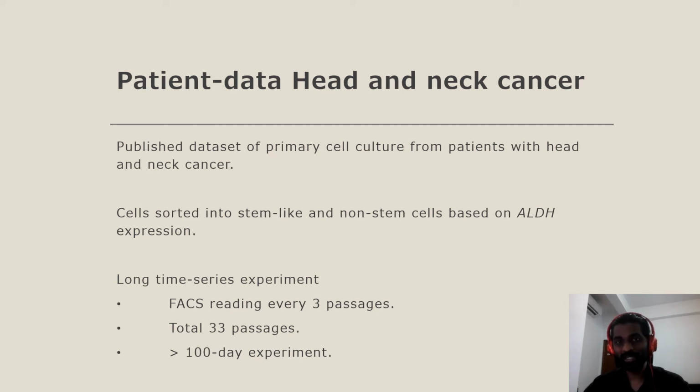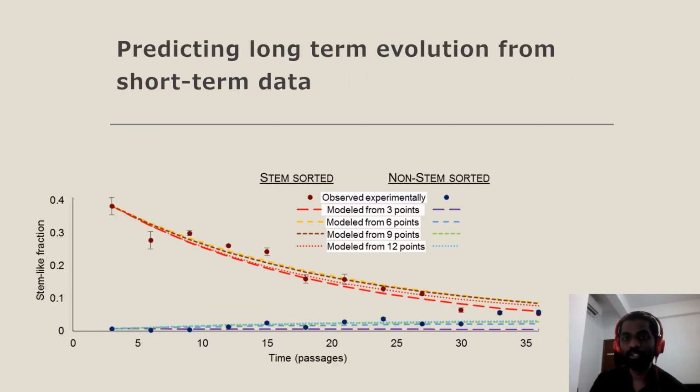And this is a very long time series experiment where the authors tracked these two states over 100 days and had measurements for the population compositions every 3 passages. The authors again observed that there was a significant amount of re-equilibration happening irrespective of whether you start from a stem-like state or a non-stem-like state. And what we did was, given that this was a very long time series, we just took the first few data points and computed the transition rates using TRANSCOMPP and then tried to predict the future population based on the transition rates computed from these short-term data sets.